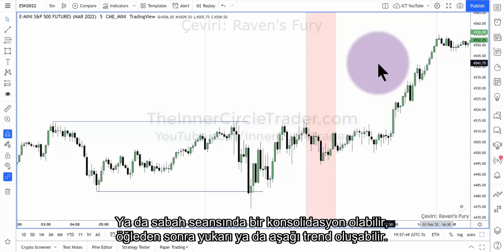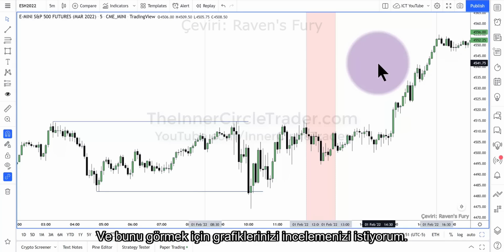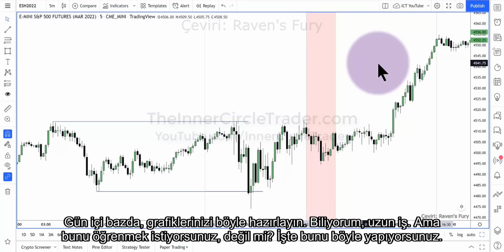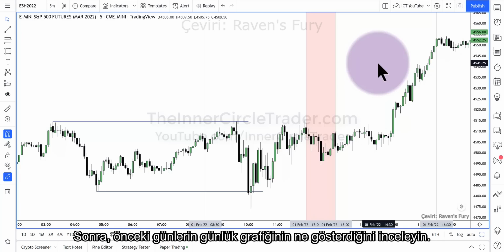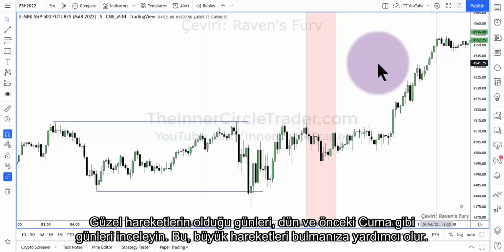Or we could have consolidation in the morning session, and then it trends in the afternoon, higher or lower. Okay, and I want you to go through your charts and look at that on an intraday basis. Do your charts like this. And I know it's a lot of work, but you want to learn how to do it, right? This is how you do it. Then study what the daily chart was showing days before, when it had days that had these nice runs like this, and yesterday and previous Friday.